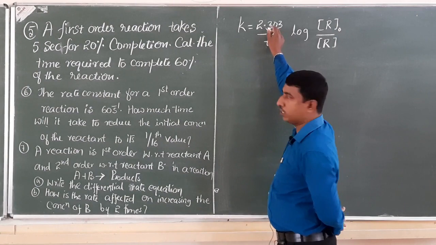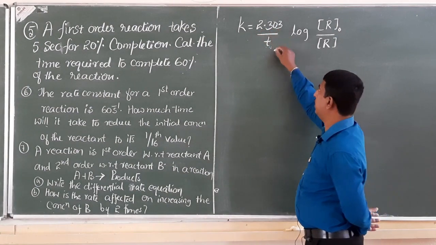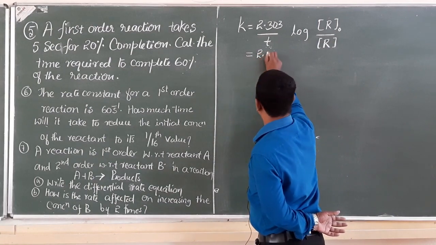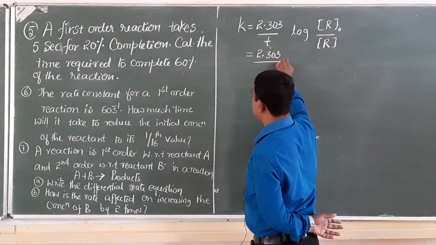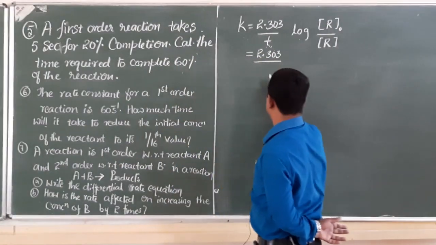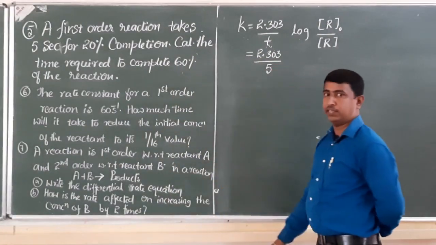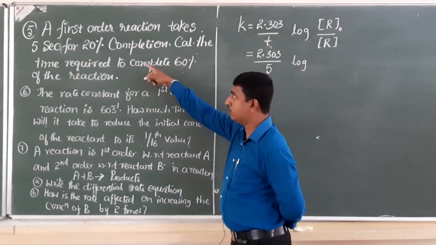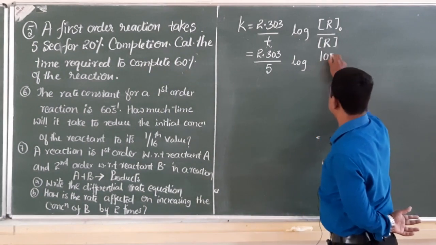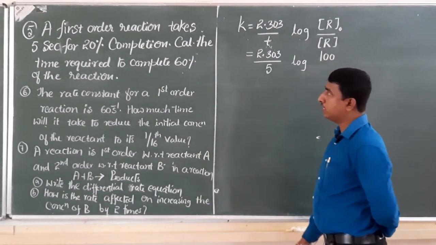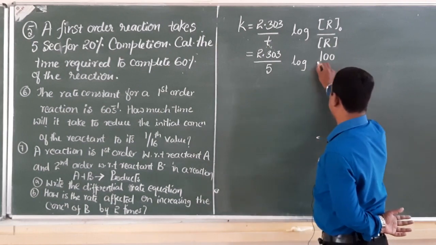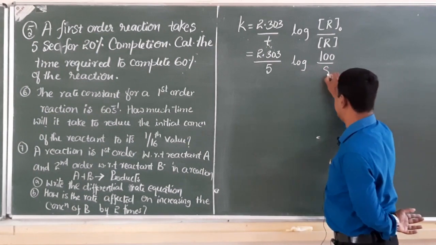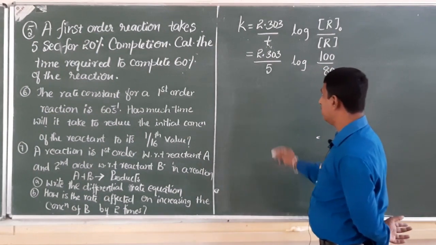So K equals 2.303 by T log R naught by R. Substitute the values. It is equal to 2.303 by time, given as 5 seconds, by 5 log R naught by R. Again it is in terms of percentage only. R naught value is 100. 20% is completed, so the remaining amount is 100 minus 20, which is 80.